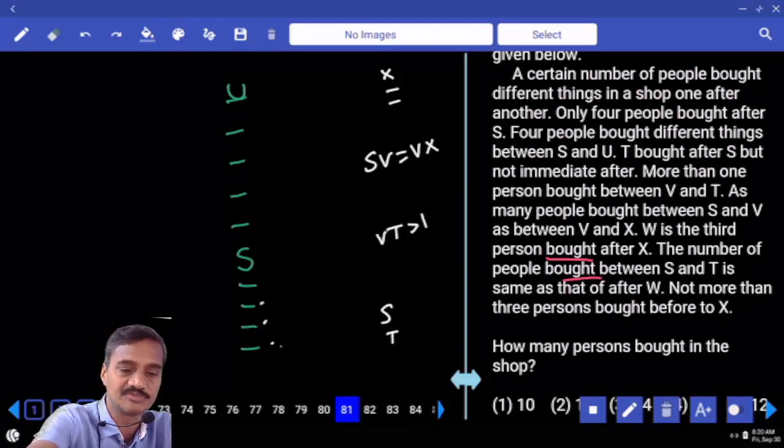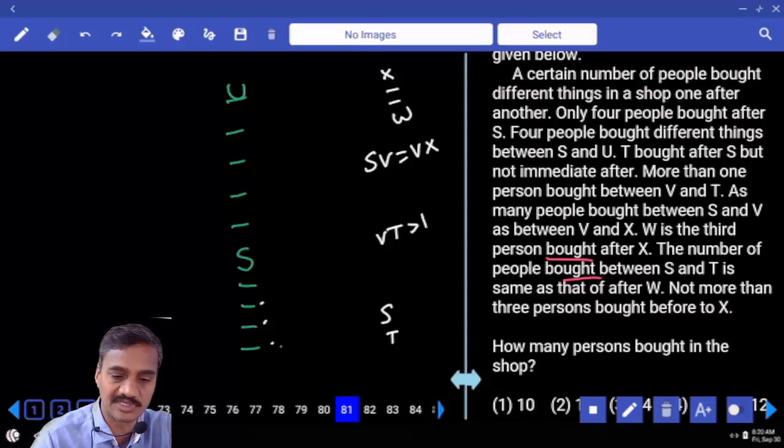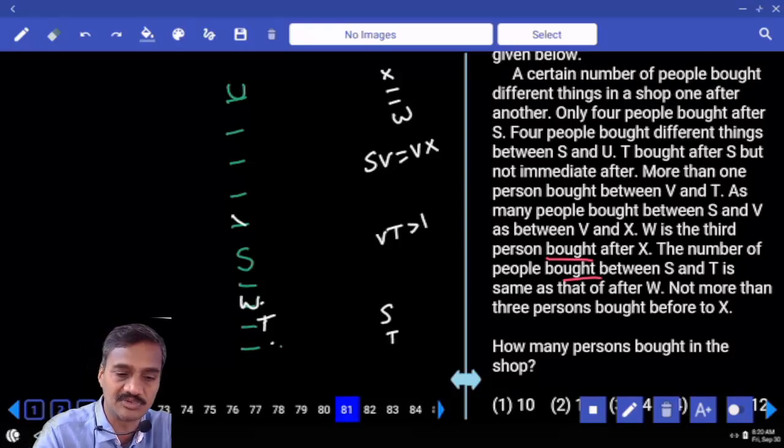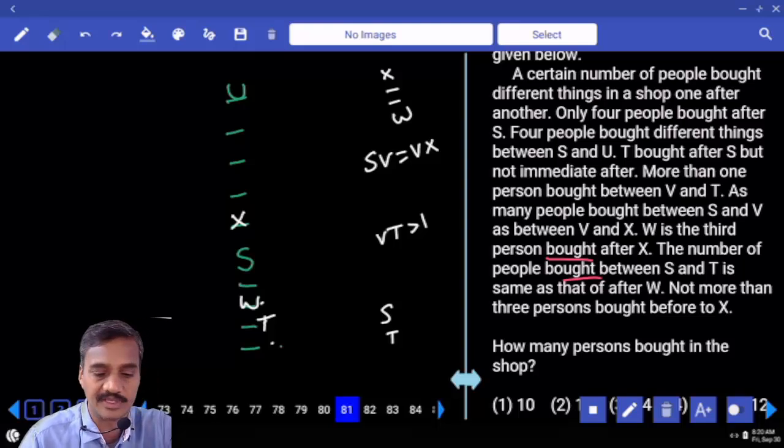Then what is the next possibility we have? Now in the next possibility, tell me whether T can be here or not. If T is here, who is here? W. Now T and W are adjacent here. Now how many persons after this W? 2 people. And there must be 2 people between X and W. X and W, is it fitting or not?